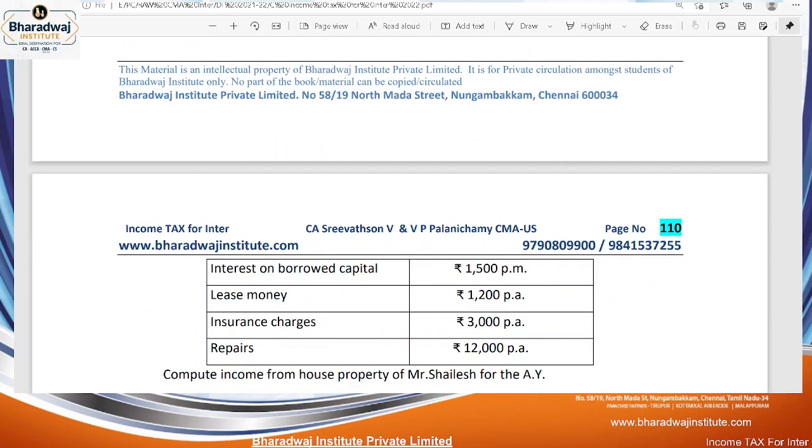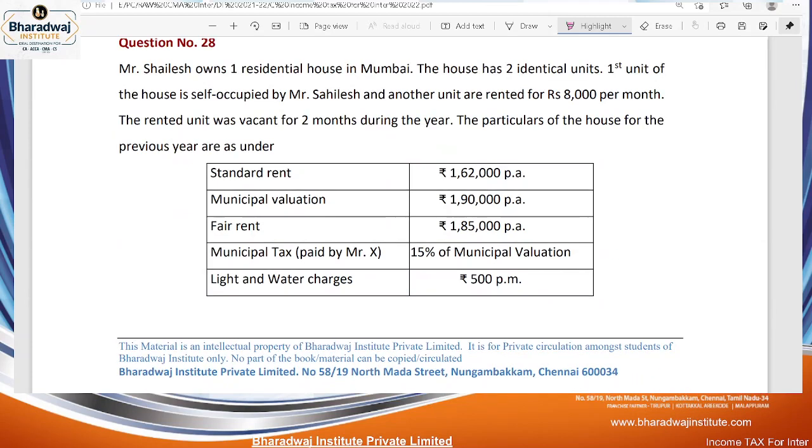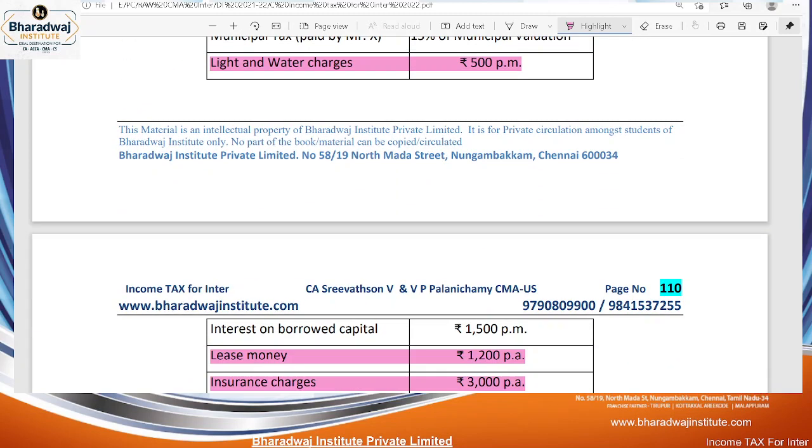Okay, look at interest on borrowed capital. See, the lease money, insurance charges, repairs. Can it be claimed as a deduction? No. Deduction under section 24, only two deductions: interest on borrowed capital and standard deduction. Even these lift and water charges cannot be claimed as a deduction. Interest on borrowed capital, yes. 1,500 per month means 18,000. It comes to 18,000, right?